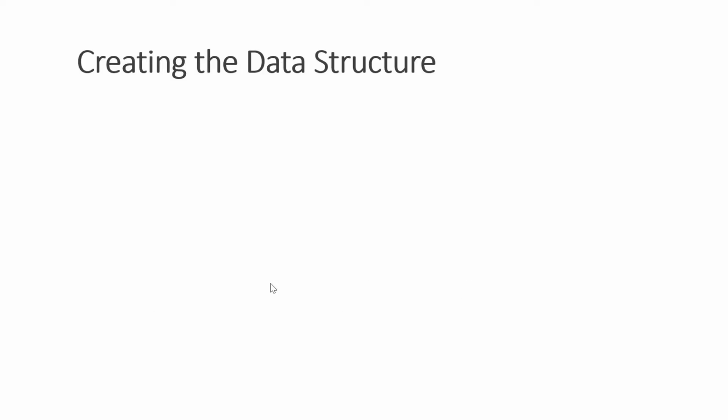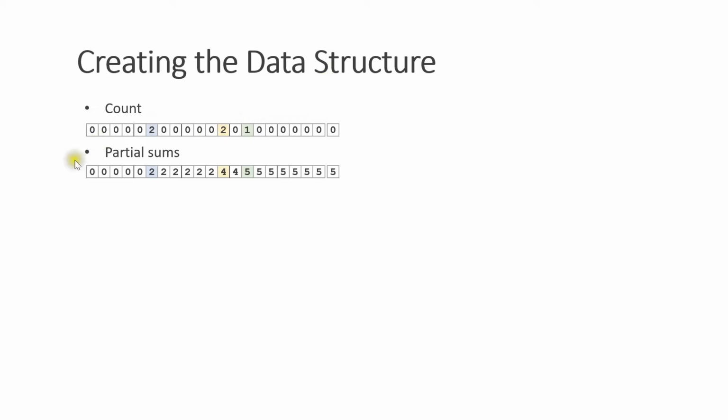The final question is, how do we create the data structure efficiently? First, we initialize the table array with all zeros. Then we iterate through all the particles, compute the hash value of the cell, and increase the corresponding value in the array. In this case, we have 2 particles in the blue cell, 2 in the yellow cell, and 1 in the green cell. Next, we run through this array and compute partial sums.